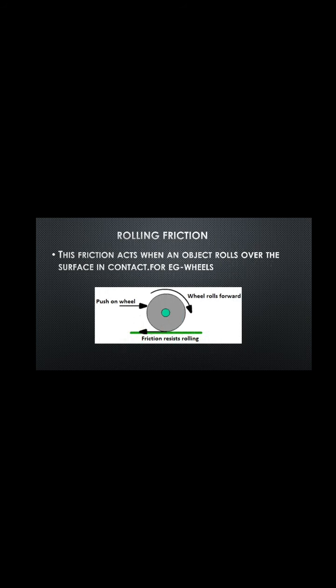Other type of friction is rolling friction. As the name suggests, this friction acts when an object rolls over the surface in contact. The commonest examples are wheels. You can see in the given picture. The wheels move forward by a special way of rotation, that is rolling. And when the object rolls over a surface, then that surface exerts a friction, and that friction is rolling friction.